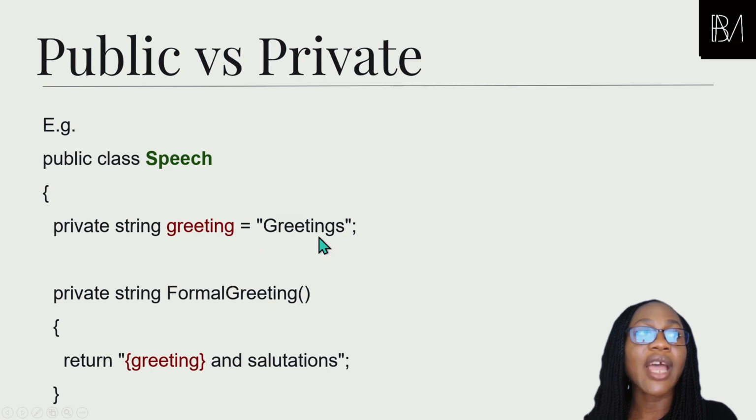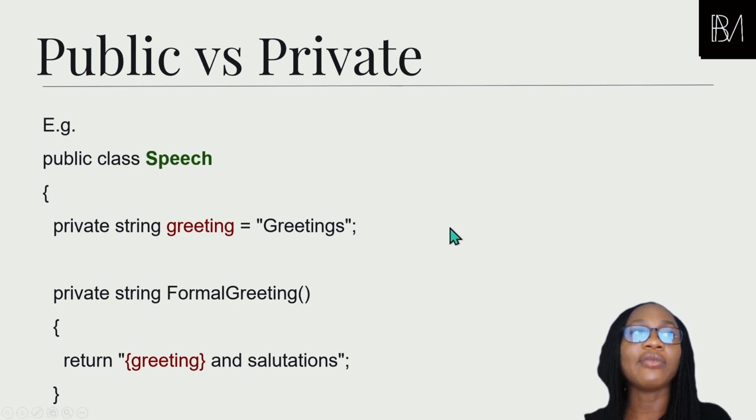So if I want to access this variable greeting, I can only access it inside of the class speech. I can't create another class, let's say singing, and access greeting. However, because the class speech is public, if I create another class that's methods of communication, for example, something broader, I can reach back in and access speech because it's public.